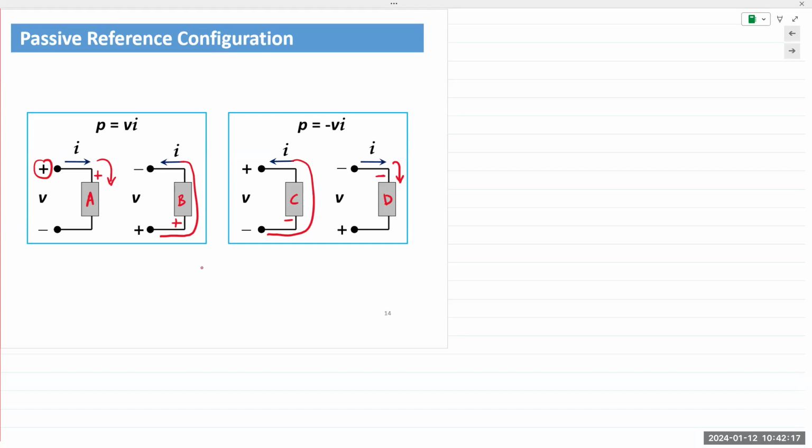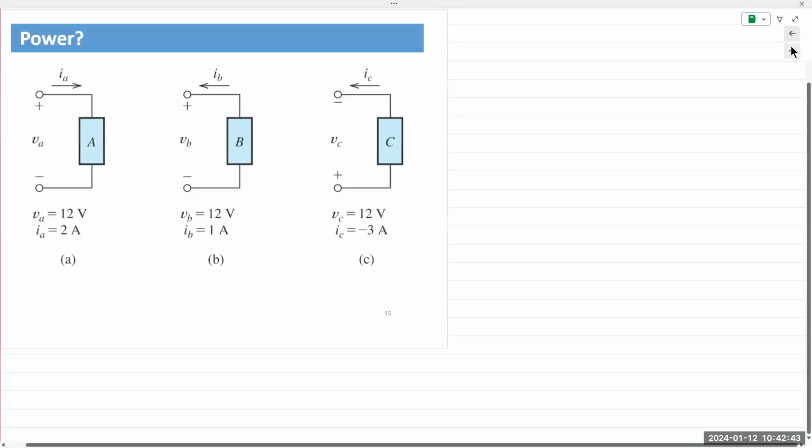Let's take a 10-second pause. You think over it. Let me know if you have any questions. Any questions? All right, let's look at examples.